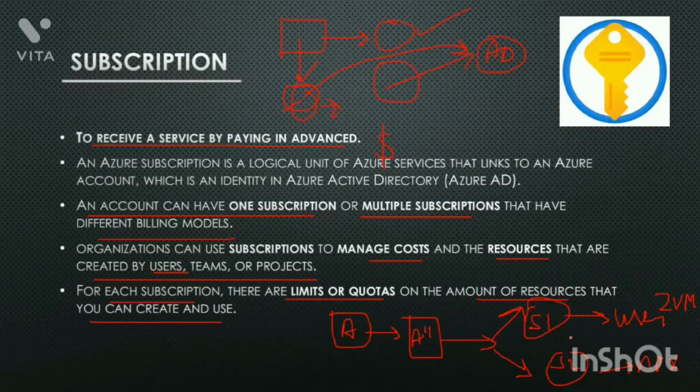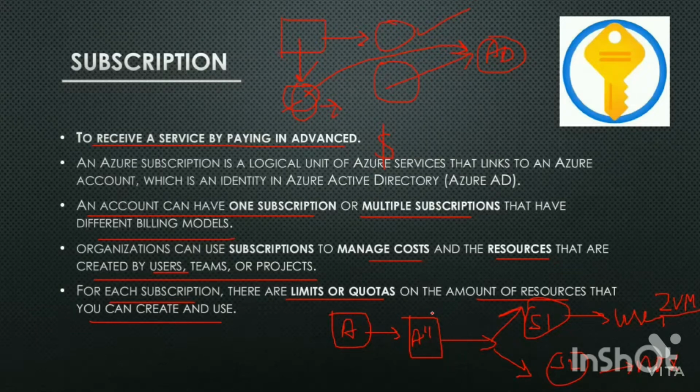In subscription 1, the policy has been set that the user can create only 2 virtual machines. So the user cannot create 3, 4, or more than 2 virtual machines in subscription 1, as defined there, and in subscription 2 no user can create any virtual machines. This helps to manage the cost and limit the quotas or amount of resources that a user can create at the subscription level.